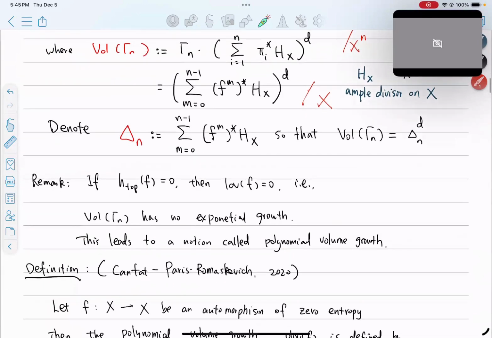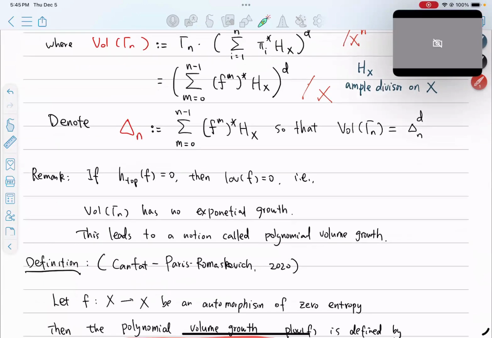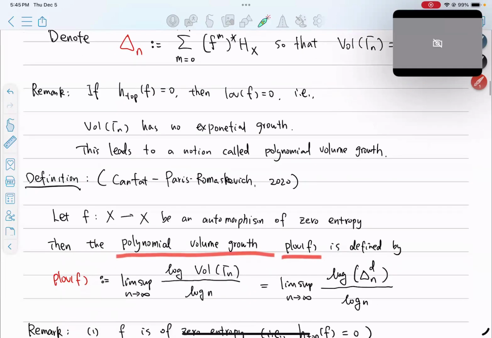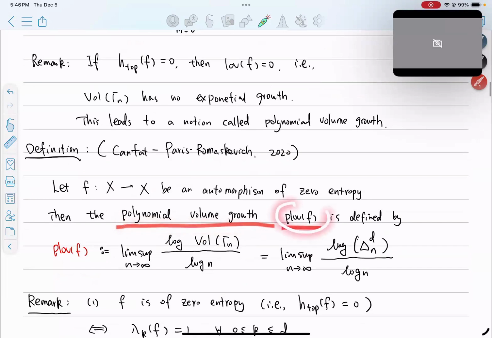In this case, we can consider another invariant. Because the log of f means the exponential growth rate of this volume, if f has zero entropy, then we don't have exponential growth. It grows slower than exponential, so we may expect that there might be polynomial growth. This was introduced by Sergio and Paris Maskovich in 2020. They defined the so-called polynomial volume growth, denoted by Polov f.